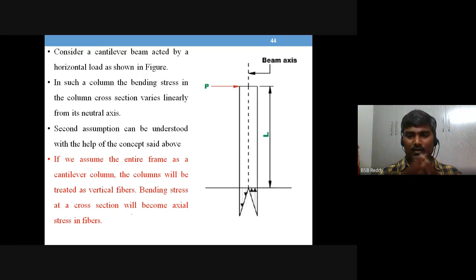So imagine that the total frame is a cantilever. That is shown here. This is a cantilever beam. It is not actually just a vertical member, it is a frame consisting of so many columns. Let us imagine that. In such a column, because you have lateral loads on the building frame, the column is going to bend.